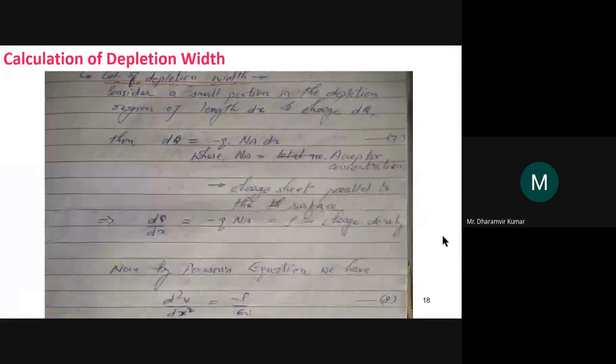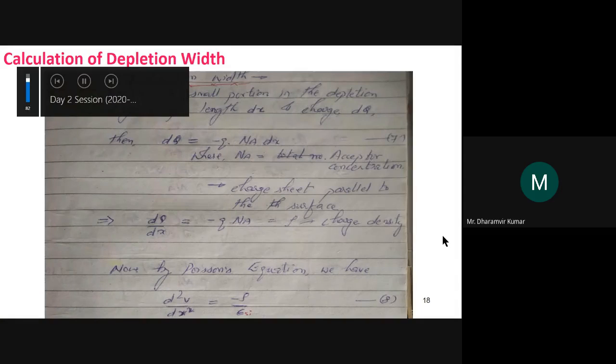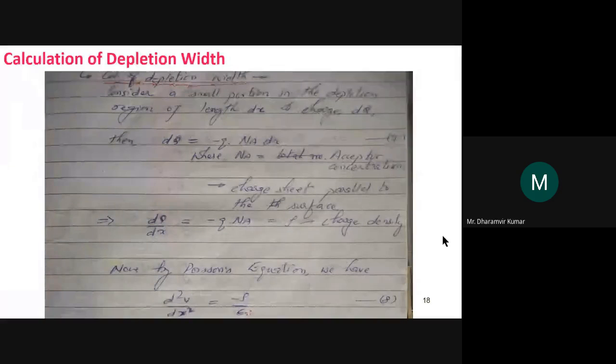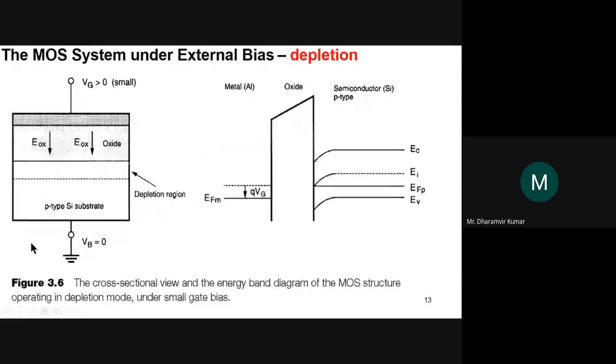Okay, so let's start for today. So we had seen till now the three regions. Okay, can you remember those three regions? We had seen the condition, then we saw the depletion region condition, and how a depletion region is formed.